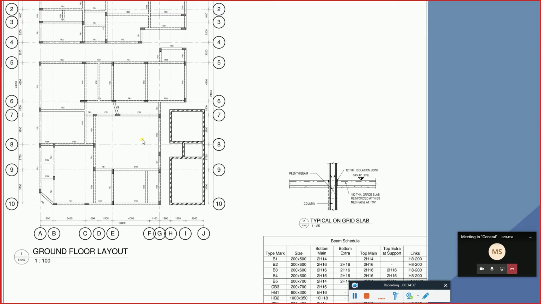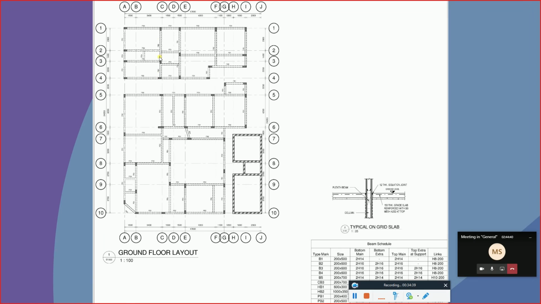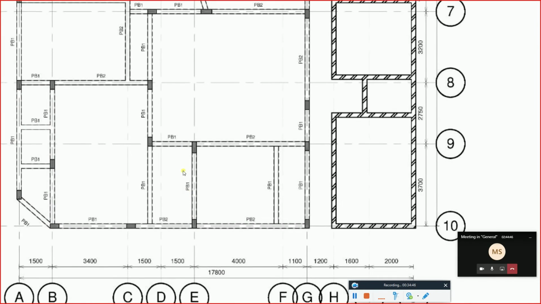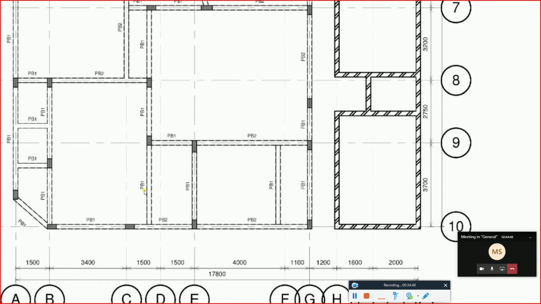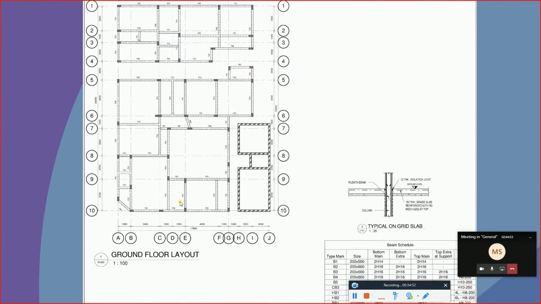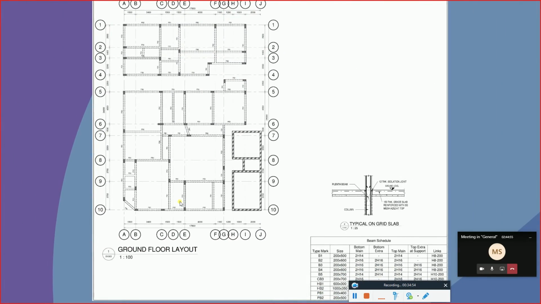So when it comes to the ground floor layout, you will not be seeing any slab. You are only going to see plinth beams. So plinth beam 1, plinth beam 2, plinth beam 3, and it goes on. So we don't see any slabs in the ground floor layout, and the reason that we don't design it normally is that it has a typical detailing, which is a mesh, and a typical thickness.